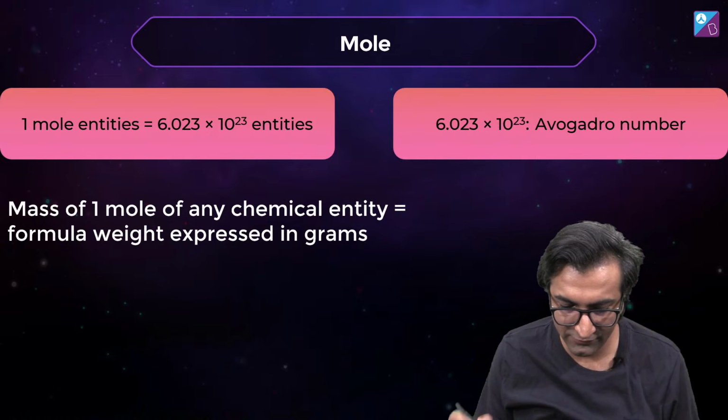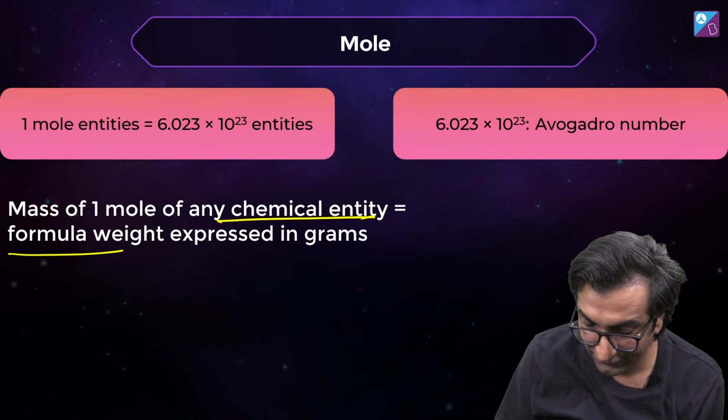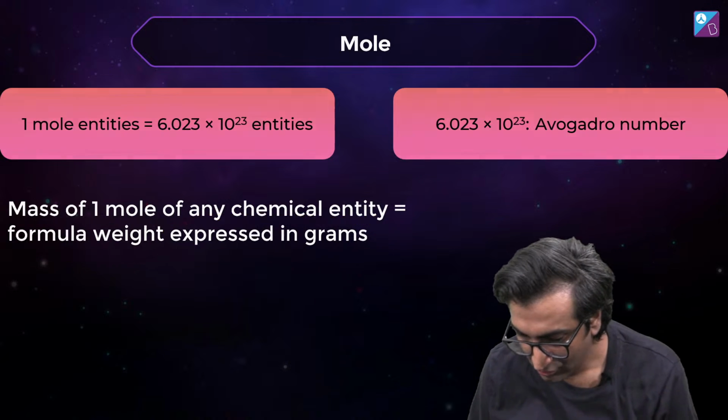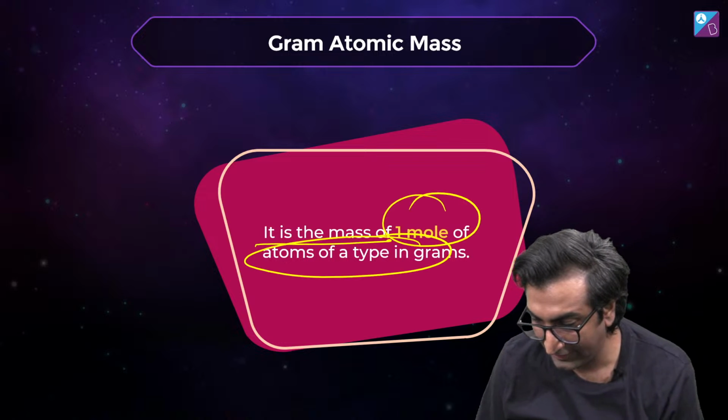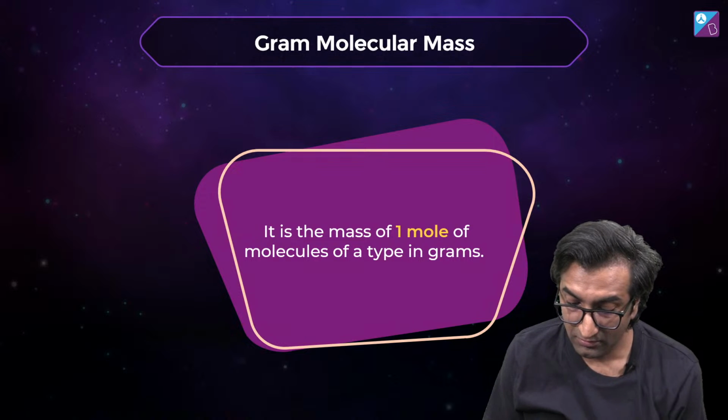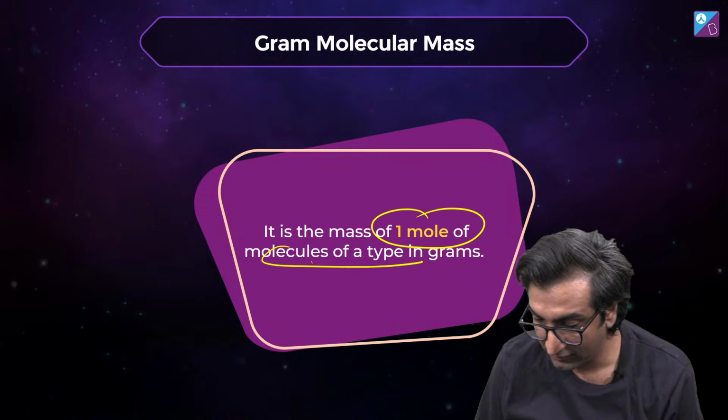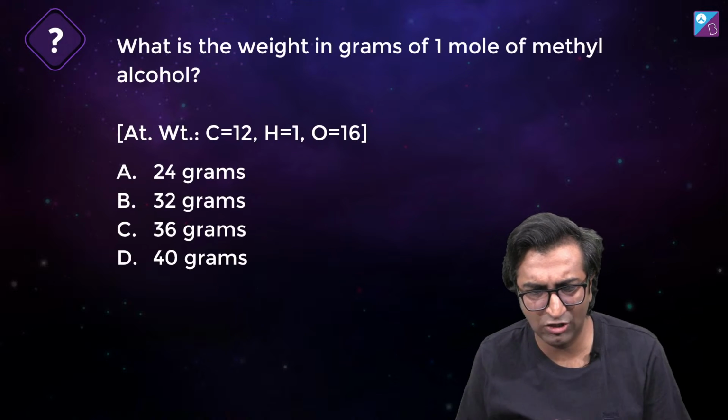So now, what is mass of 1 mole of any chemical entity? Is the formula mass expressed in grams. So, gram atomic mass is the mass of 1 mole of atoms of any type in grams. Gram molecular mass is the mass of 1 mole of stuff in grams. Okay, let's do a couple of questions and we'll call it a day.